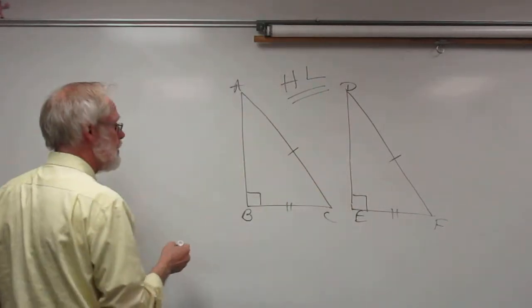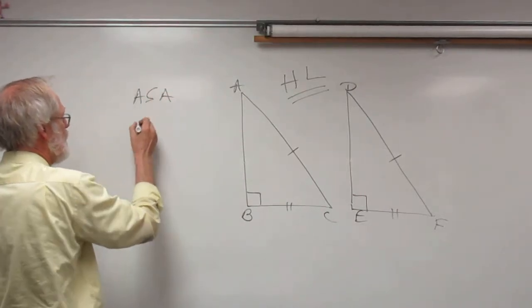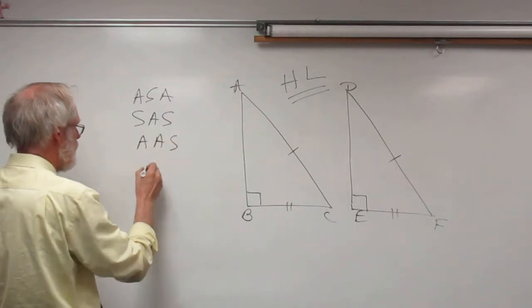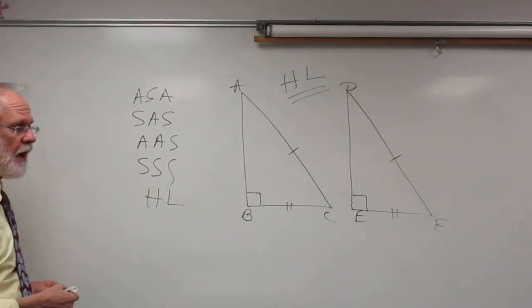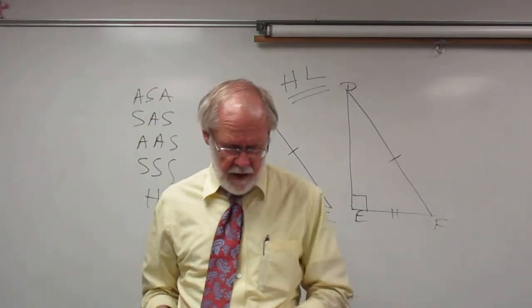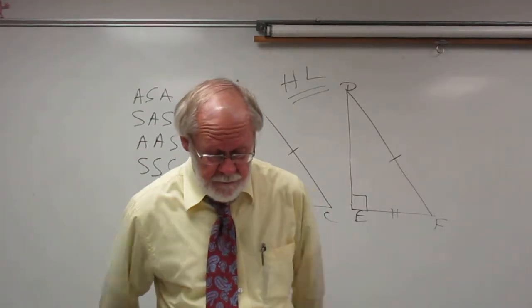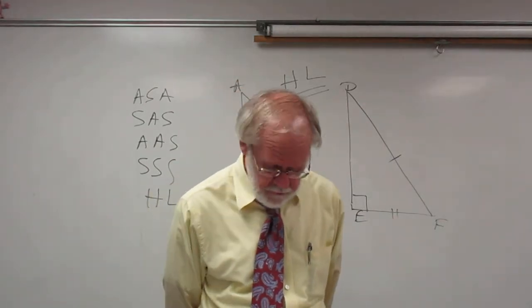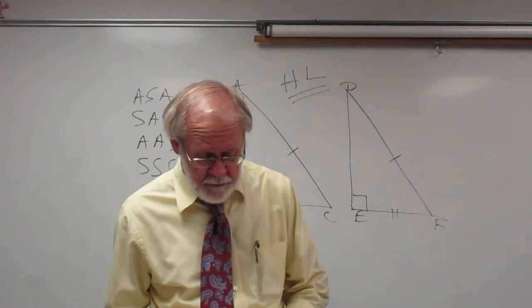So just to list and summarize the ones that we have now. We had angle, side, side, angle, side, angle, angle, side, side, side, and now we have HL. So we have 5 different ways of proving triangles congruent. You will be using all of them at one time or another. Let's take a quick look at a proof here, just to make sure that this is all making sense from a proof perspective.